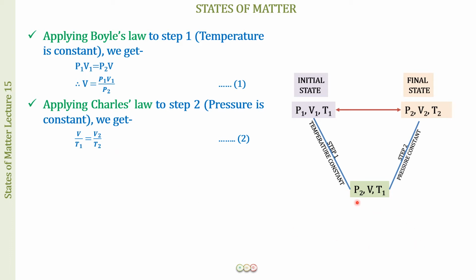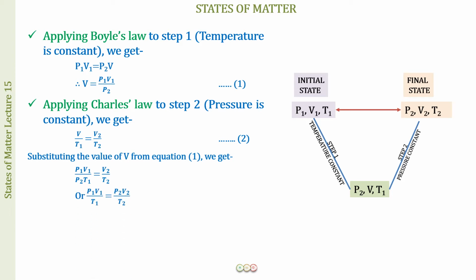So this is the initial volume and temperature, and this is the final volume and temperature, right? Now over here, for this value of volume, we are going to replace it with P1 V1 over P2. And what we will be getting is P1 V1 over P2 T1 equal to V2 over T2. And just rearranging it, what we will be getting is P1 V1 over T1 equal to P2 V2 over T2.